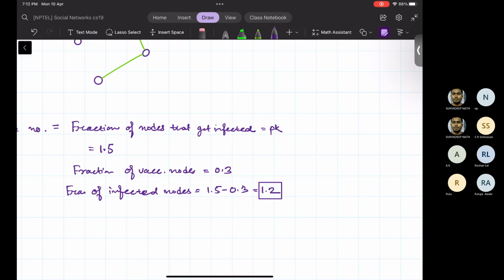No, sir. This is the wrong answer, sir. The right answer is 1.05. I can share a solution of this question also, sir, but we are not understanding how they have solved the question.